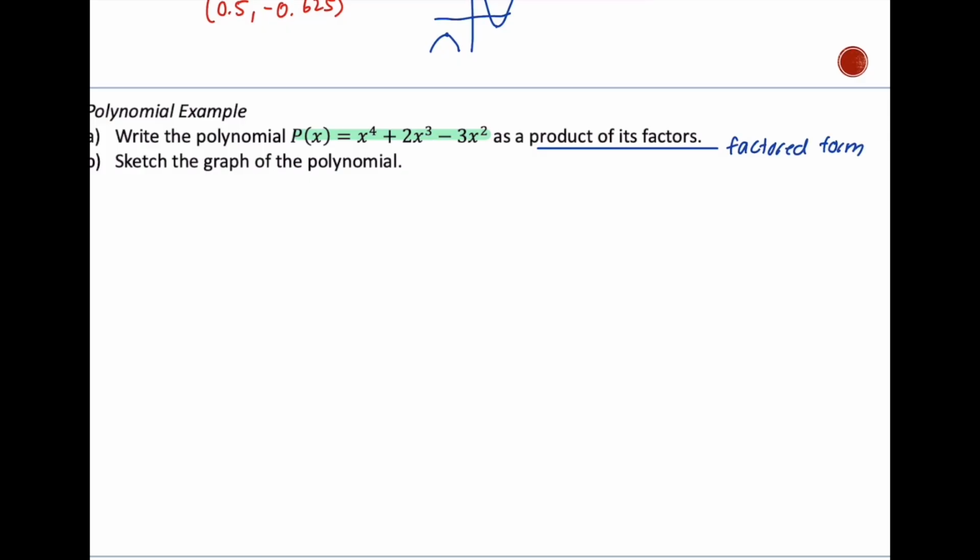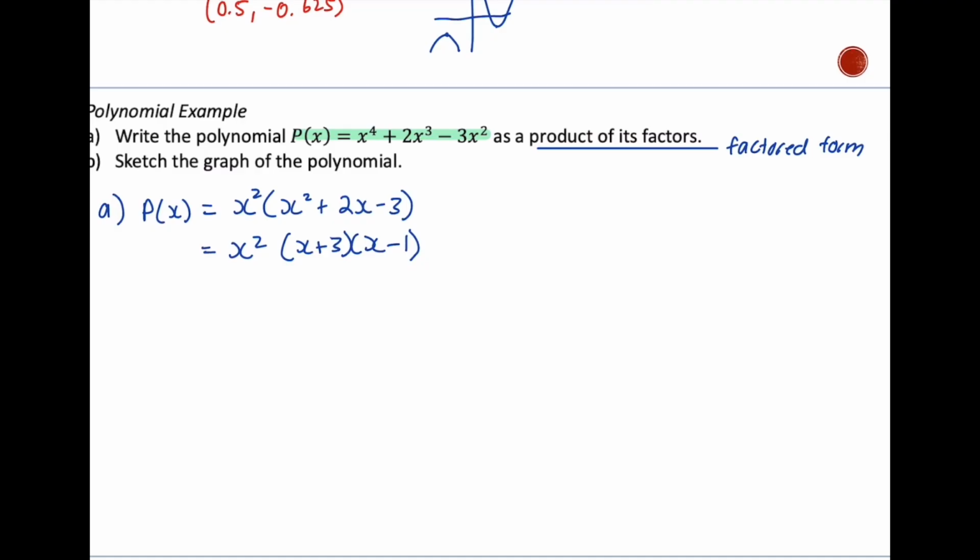So here, for the first part, P of x, notice that x is a common factor, so I'm going to factor that out. X squared is a common factor, so I have x squared times x squared plus 2x minus 3. I can then factorize this quadratic even further. So here I can actually factorize it as x squared outside of x plus 3, x minus 1. So that's part A done.